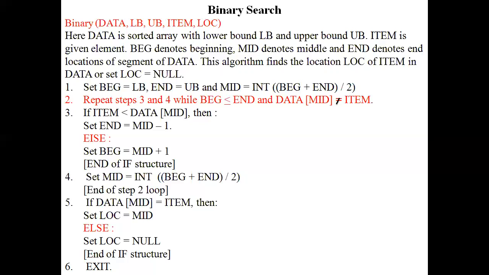Now we move to the first step. Set BEG equal to LB. Beginning is denoted by LB, which is the lower bound, so BEG is equal to LB. END denotes the end of the location, so END is equal to UB, the upper bound. And MID is equal to INT of (BEG plus END) divided by 2. So we have to find the mid element in the array, and for that we use the formula INT of (BEG plus END) divided by 2. Now we have to go to the second step.